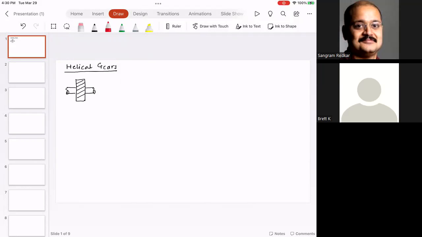Because of that, you would observe the force is going to be in this direction. What that means is when you resolve this force, you are going to have a component of force in the axial direction. So you are going to get FA, which is force in axial direction.